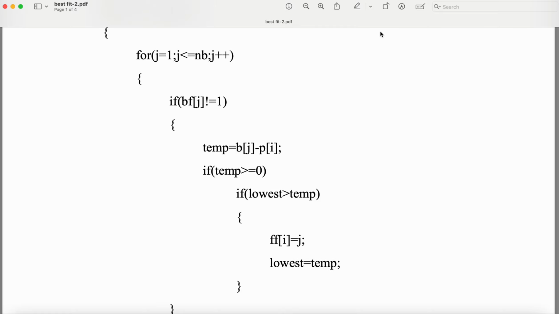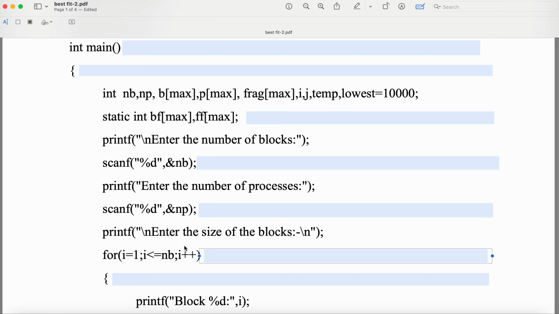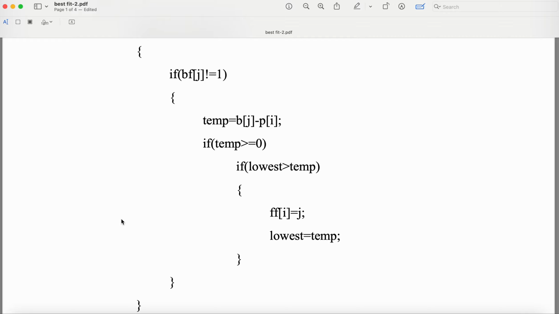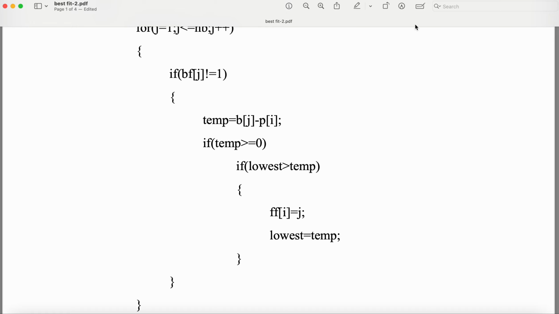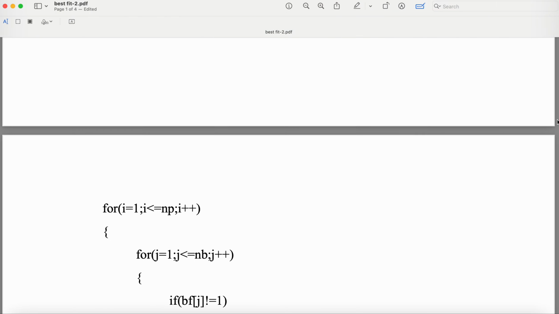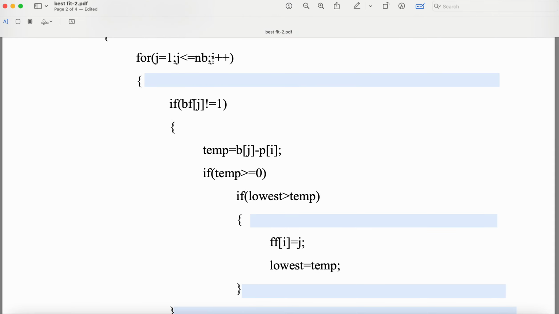Let us assume that here we have a process. Let us trace with the help of an example. So let us trace now. Let us take the first process.